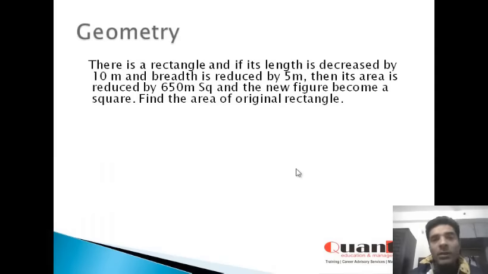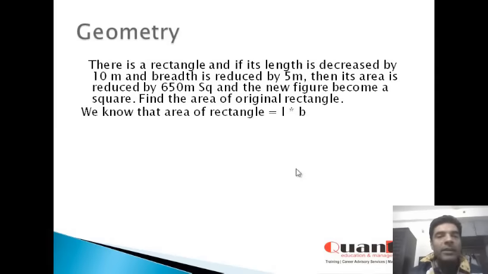Number 3. Now this third question was from geometry. You need to understand this before solving it. It is given that there is a rectangle and the length of this rectangle is getting reduced by 10 meters and that of width is getting reduced by 5 meters. That means if this rectangle's area was L into B, then now the new length will be L minus 10 and the width will be B minus 5. And then its area is getting reduced by 650 square meter and the new figure becomes a square. You're supposed to find the area of our original rectangle.